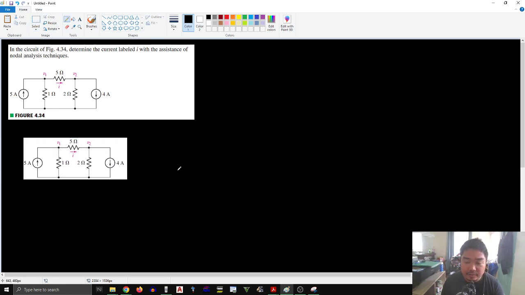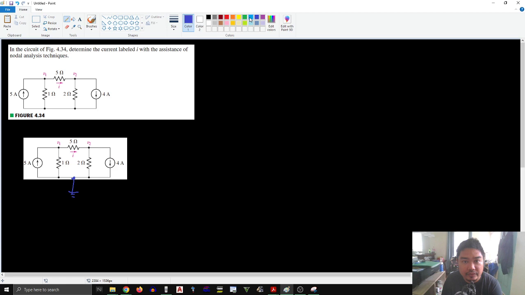The steps in the technique of solving nodal analysis: you need to assign current directions for each passive element. What are the passive elements? These are the resistors. So assuming that this is V1, V2, and the last node will be our ground. Let me use a blue color. So this will be the ground, the reference ground. And this is 5 amperes, 4 amperes, V1, V2, 5 ohms, 1 ohm, 2 ohms.